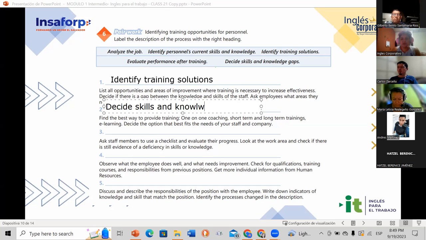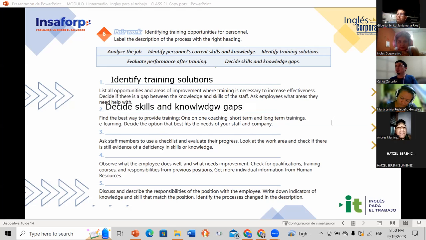Knowledge gaps. Find the best way to provide training, one-on-one coaching, short-term and long-term trainings, e-learning. Decide the option that best fits the need of your staff and company. Okay.